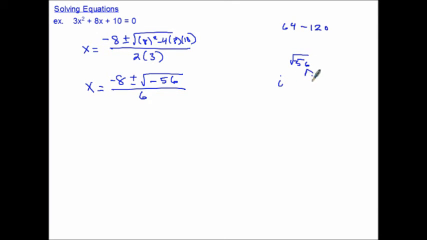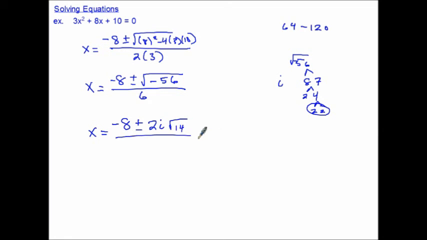And then the 56 works out to be 8 and 7, and then of course 2 and 4, 2 and 2. So I've got a pair of 2s, then I've got a 14 left over with an i along for the ride. So what happens here is you get negative 8 plus or minus 2i root 14 all over 6. And this is nicely reducible by 2. So this gives us negative 4 plus or minus i root 14 all over 3.